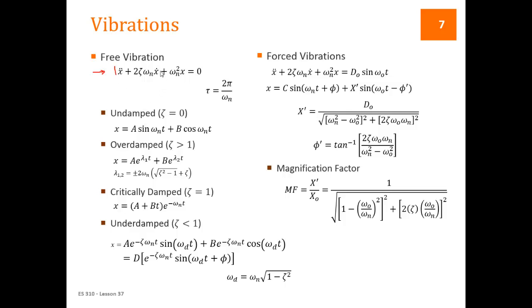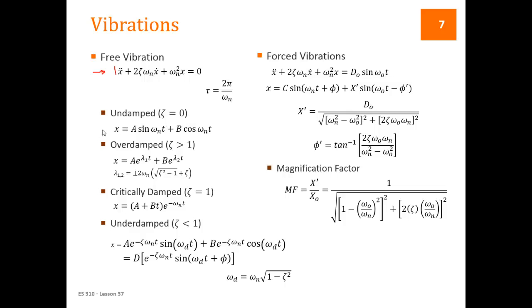The coefficient of the single dotted term is 2 zeta omega n, and the coefficient of the undotted term is omega n squared. And so we can use these coefficients to find the natural frequency, which is omega n, and zeta, which is the damping coefficient. In the case of undamped motion, so vibrations that will never die out because there's no friction or any other losses, zeta is equal to 0.